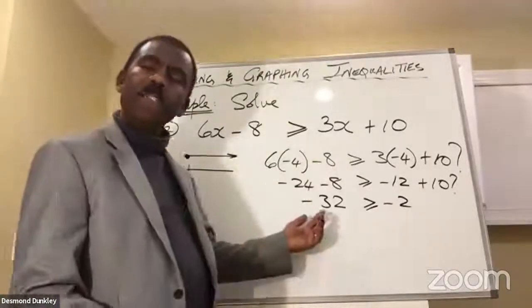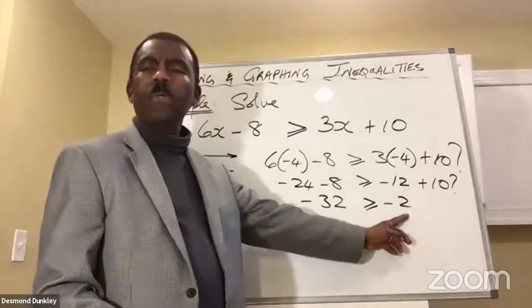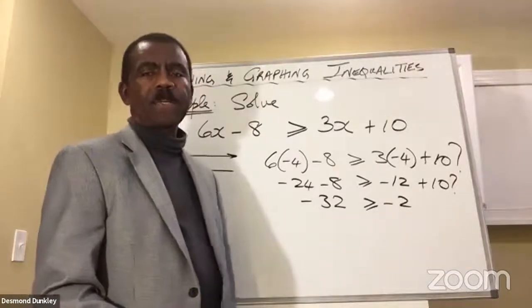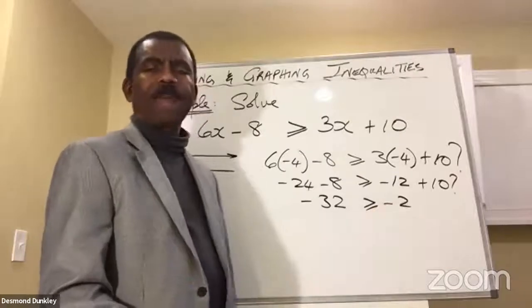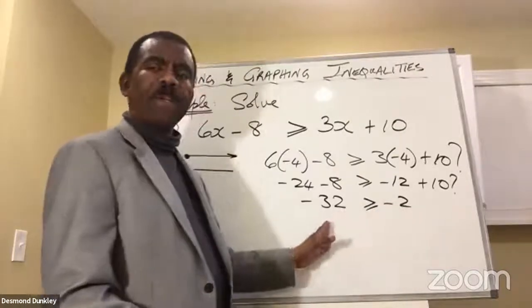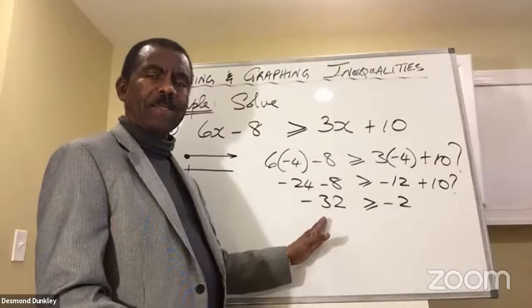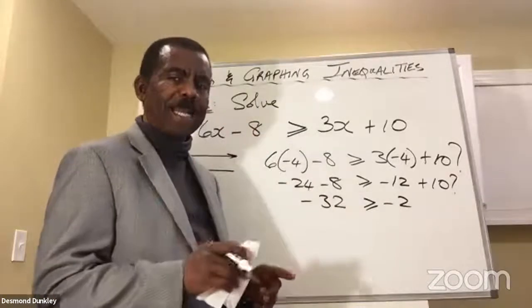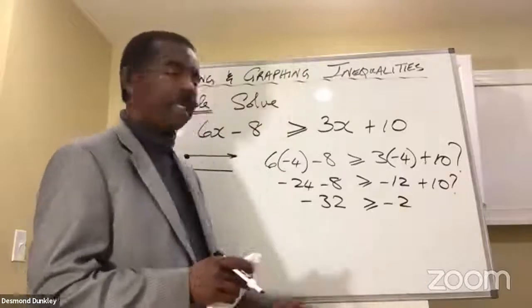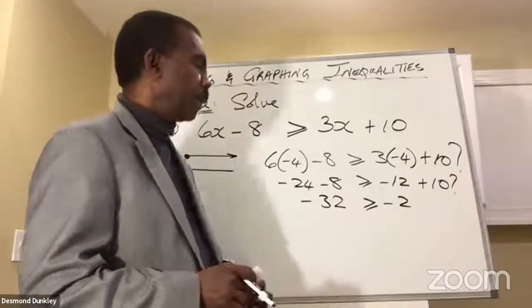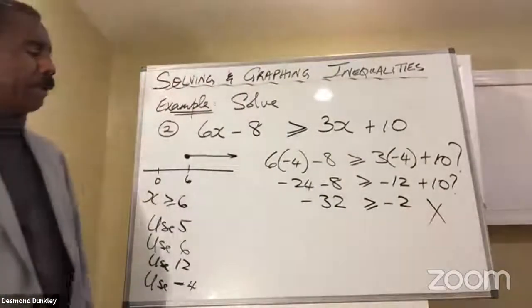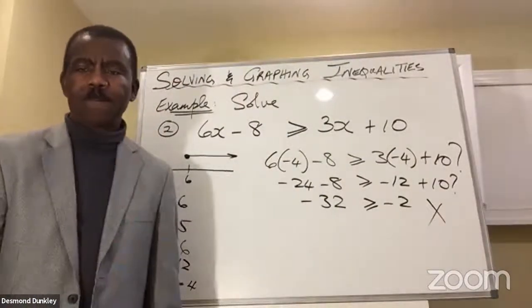Out of owing $32 and owing $2, which one is a better situation? This is a better situation. You have more value here than here. Here you're more in debt. So this is a greater negative. If you can understand that, it's more negative. Okay, so this is a lower number. So this is not true. It fails. Negative 32 is not greater than negative 2.